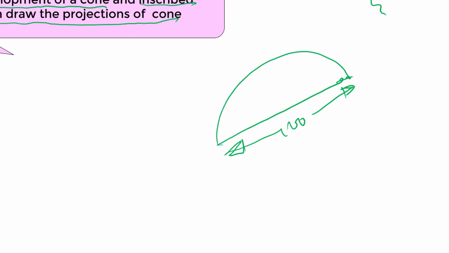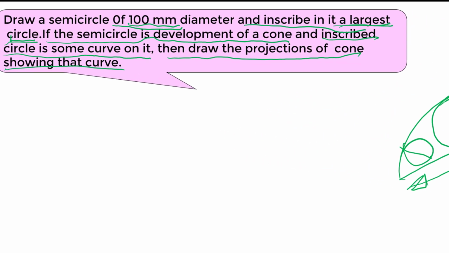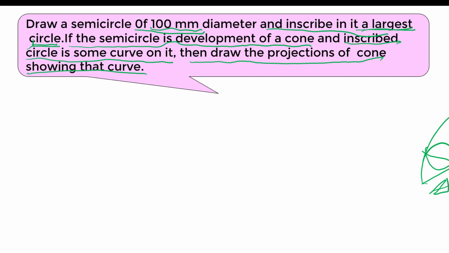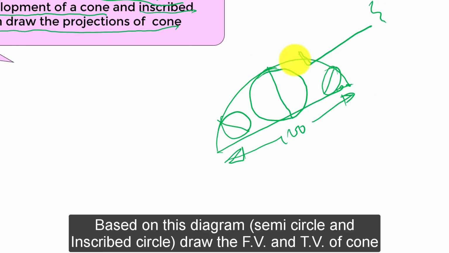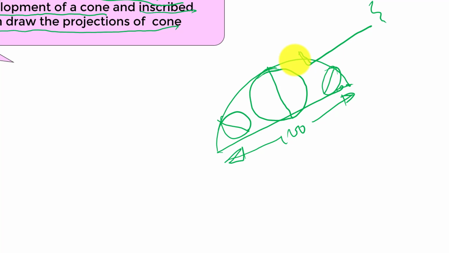So here you cannot inscribe the circle at this side, or at this side, because it becomes a smaller circle. The only possibility is at the center. You can inscribe the largest possible circle at the center only. This is as per the given condition. So this is the development of the given cone. After development you get this diagram, but in this problem it is given initially, and based on it you are expected to draw the top view and front view, and then transfer this circle onto that diagram.